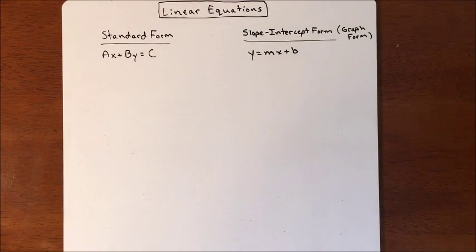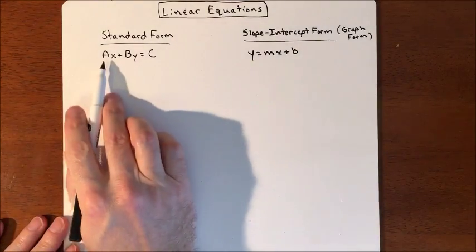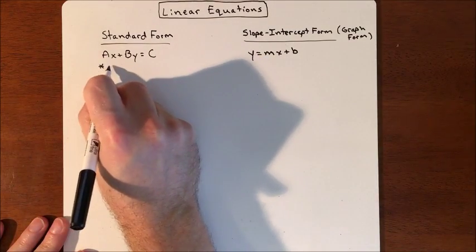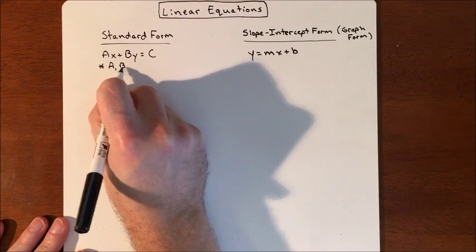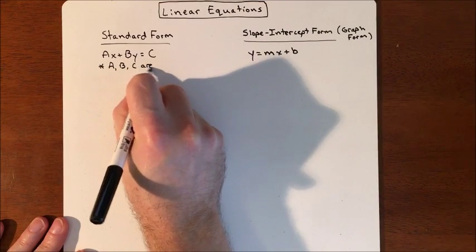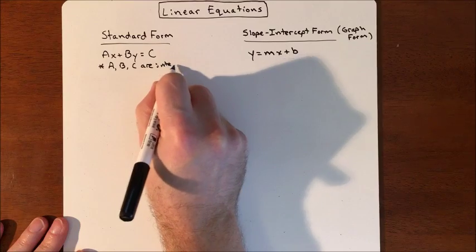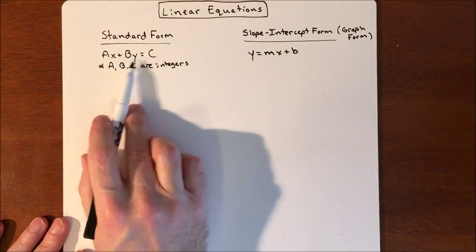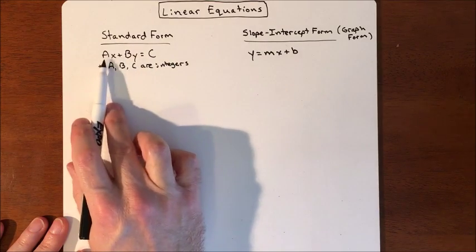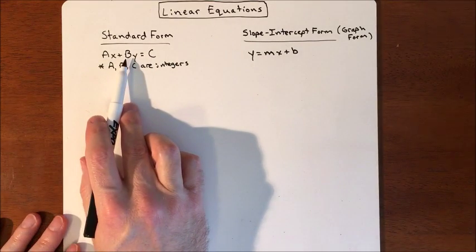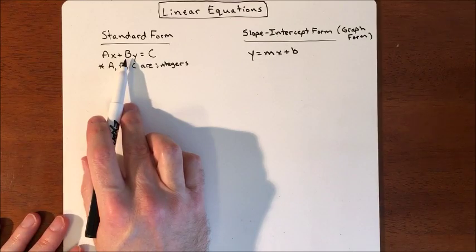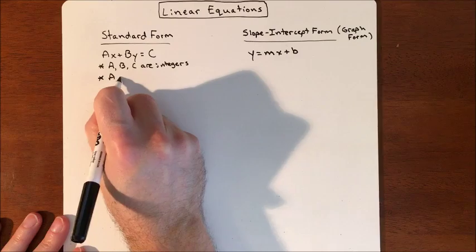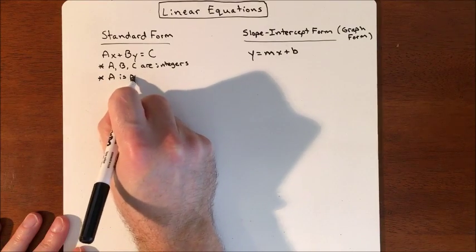So standard form, just a quick idea of what we've got going on here. The A, B, and the C are capitalized because when it's considered standard form, the A, B, and the C are going to be integers. All right, so Ax plus By equals C. X's and y's on one side. You have whole numbers, and you don't have fractions and you don't have decimals.